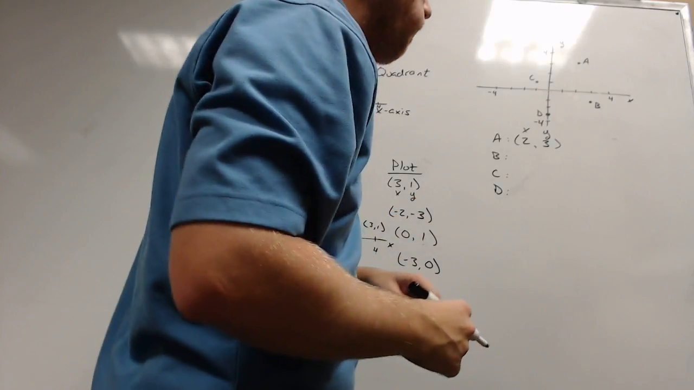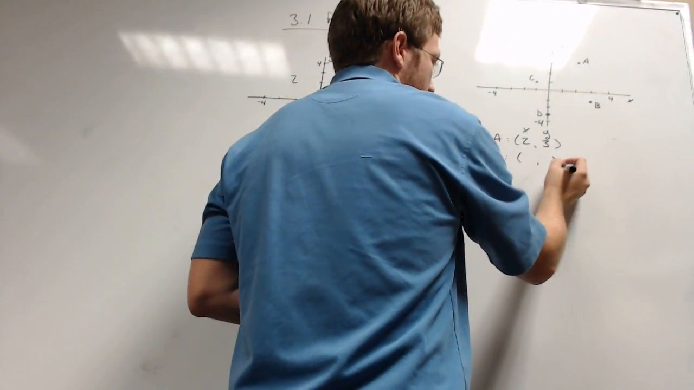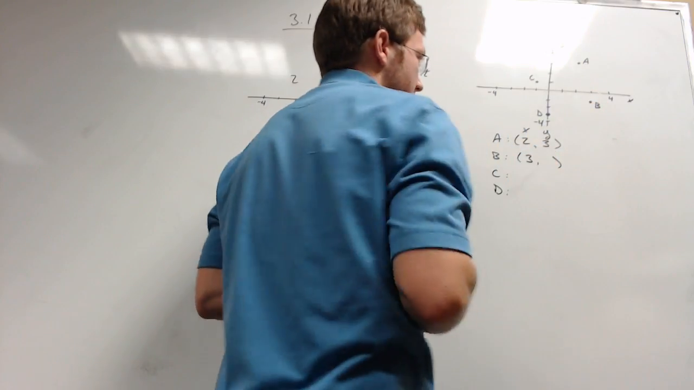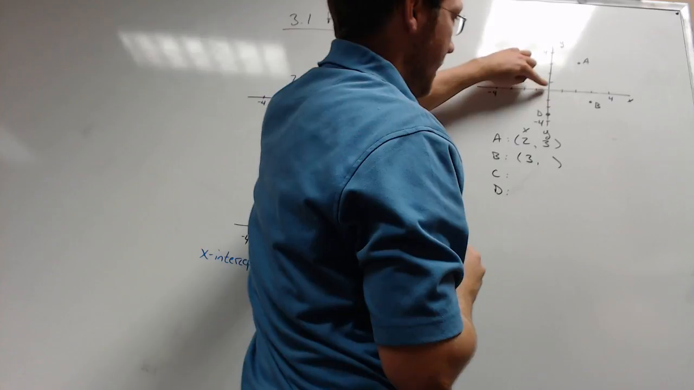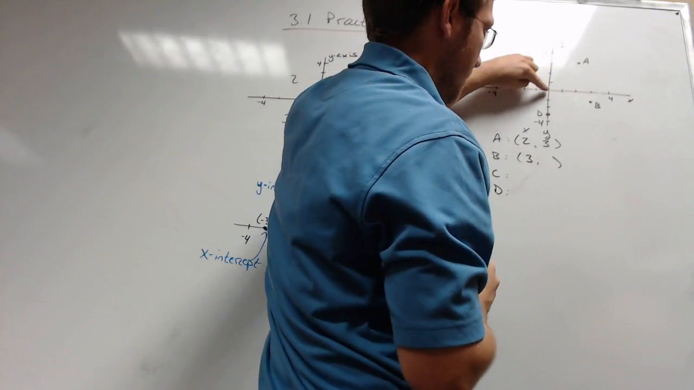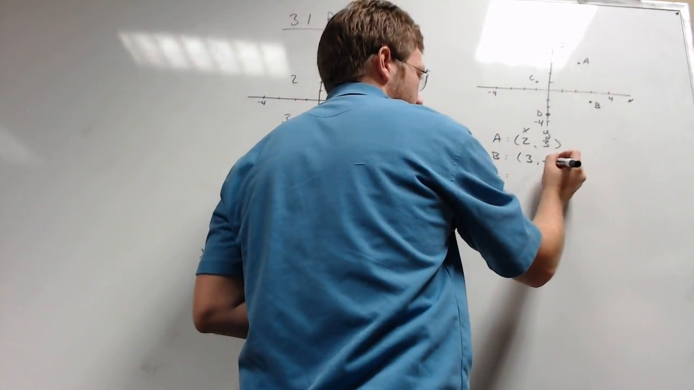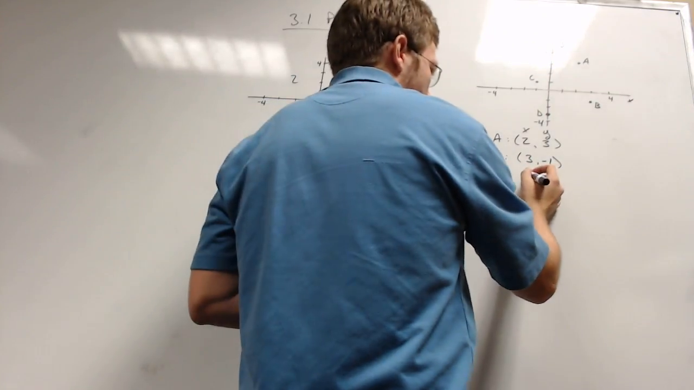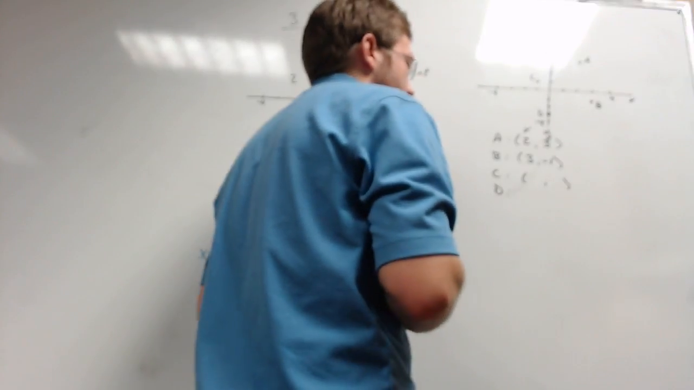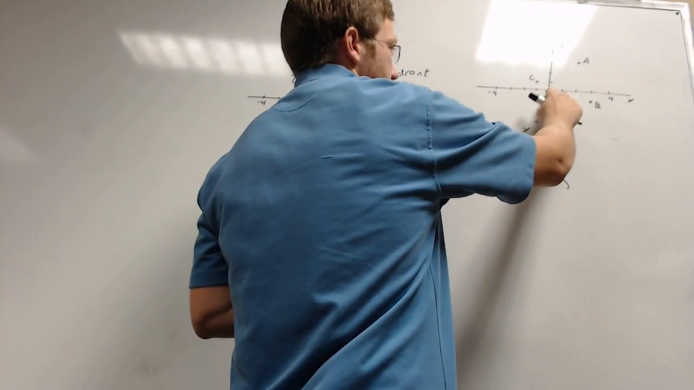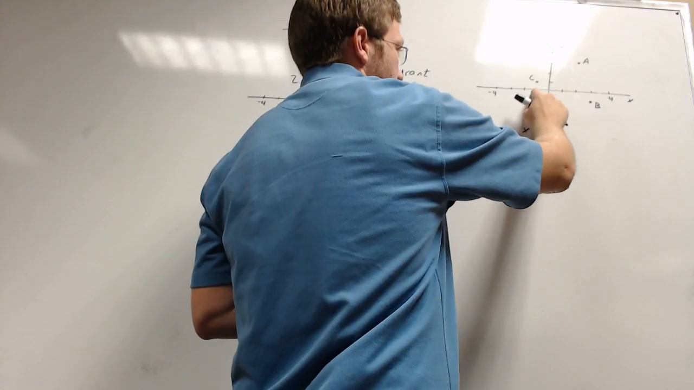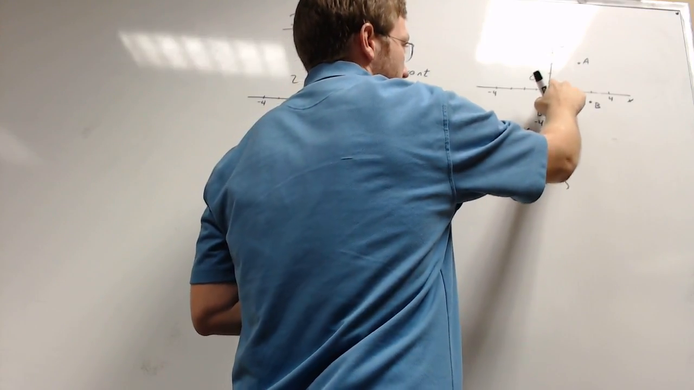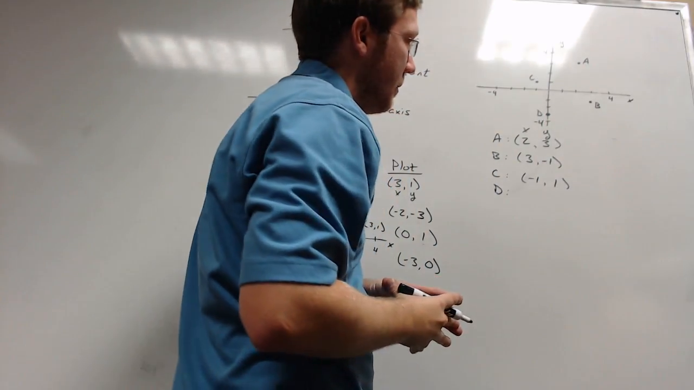Point B, again, on the x-axis, 1, 2, 3. That's where B falls on the x-axis, and on the y-axis, it looks like it is down 1. Since I traveled down, that'd be a negative 1 on the y-axis. Point C. On the x-axis, I have to go left 1, so this would be negative 1 on the x-axis. And then I travel up 1, it'd be positive 1 on the y-axis.